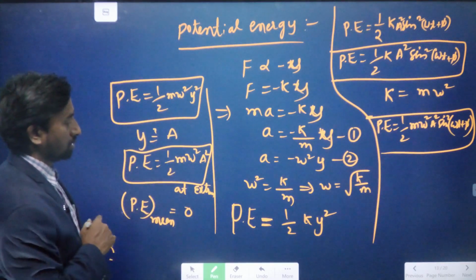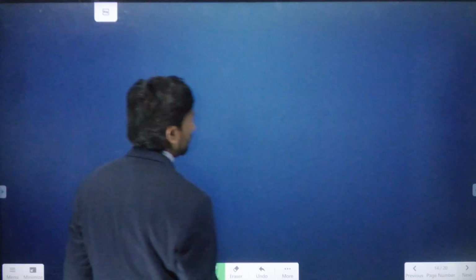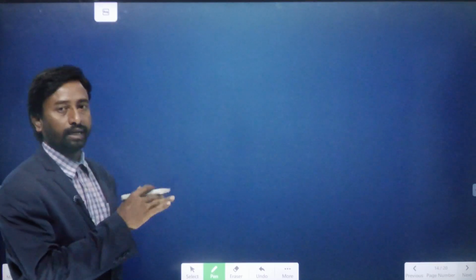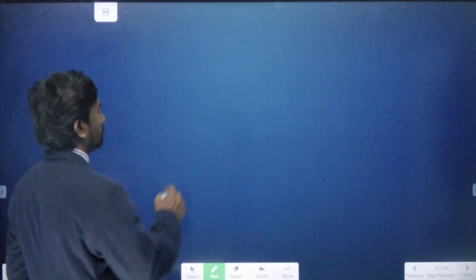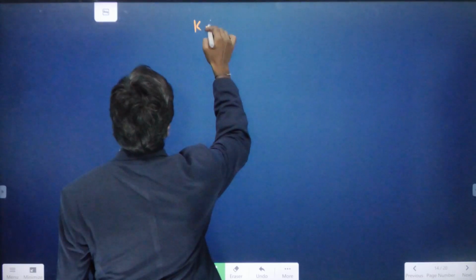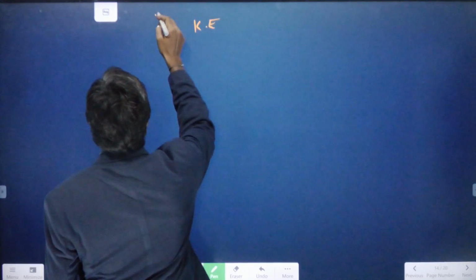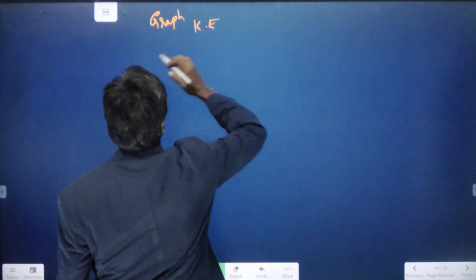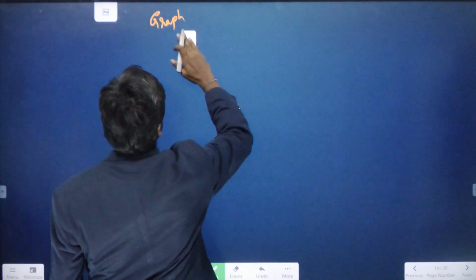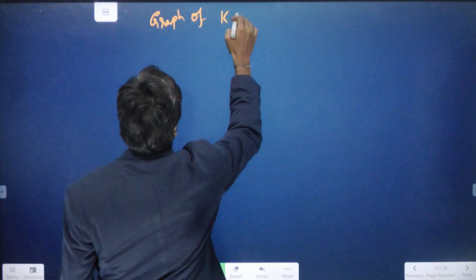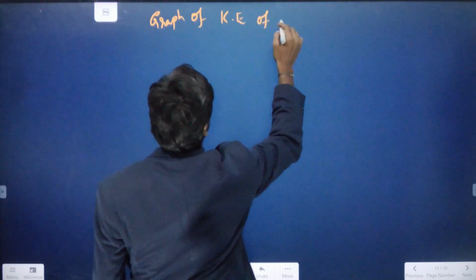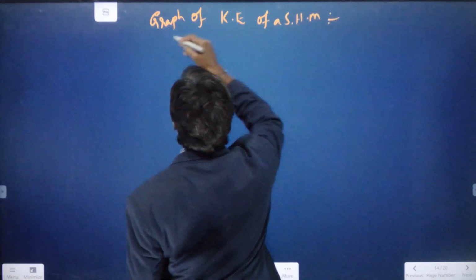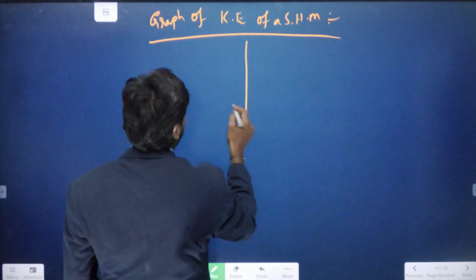Okay. So by using this, we can plot the graph between the potential energy and the time period, and we can plot the graph of kinetic energy and the time period. First we'll see the graph of kinetic energy of a particle in SHM. We can write the graph like this.